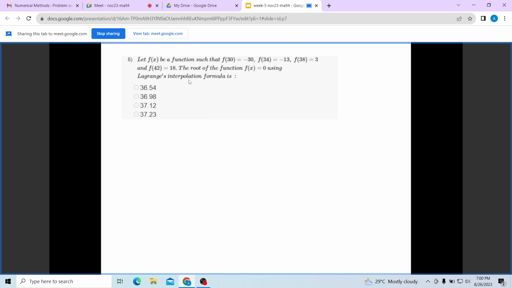Now the question is, the root of the function f of x equal to 0 using Lagrange's interpolation formula is. So you have to calculate the root of the function f of x equal to 0 using Lagrange interpolation formula. So here, as you have been given f of x is equal to 0, that is y is equal to 0. You have to calculate the value of x at which y is equal to 0. That is the root of the function.